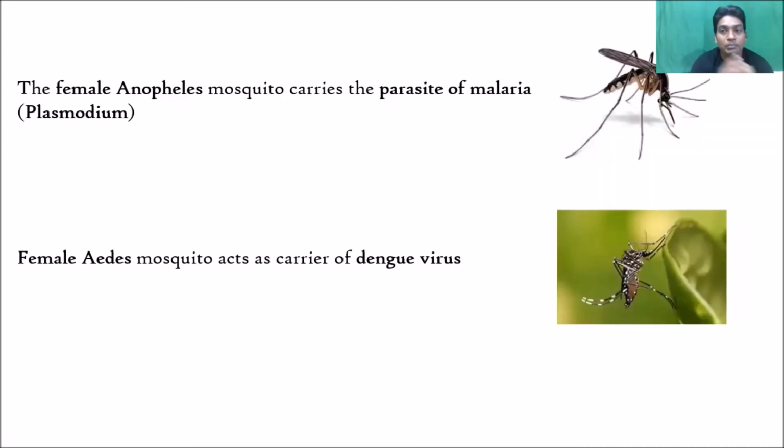And coming to another important carrier, the female Anopheles mosquito and the dengue mosquito, which is called the female Aedes. These two act as carriers for malaria, female Anopheles, and dengue, female Aedes. So here, keep in mind, mosquitoes which are females are acting as carriers for dreadful diseases. So care is to be taken and immediate measures are to be done.